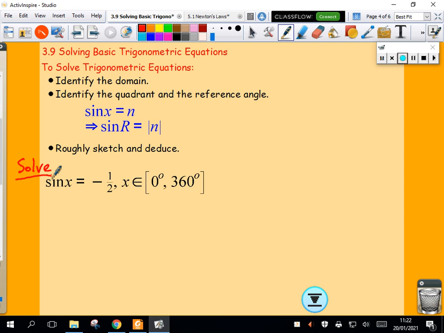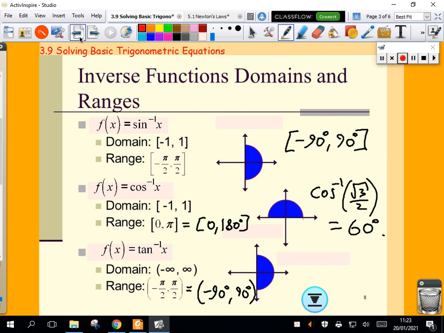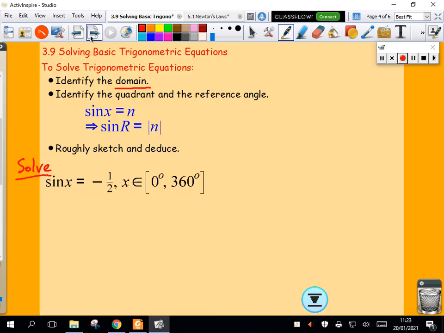So a couple of things to understand. The first thing we always want to do is identify the domain. So what is the domain? Well, there's a restricted domain. Generally with the sine function you can plug any number into it. You can find the sine of any number. The sine inverse function, remember, the domain can only be between negative 1 and 1. But for the sine function, any number can go into it.